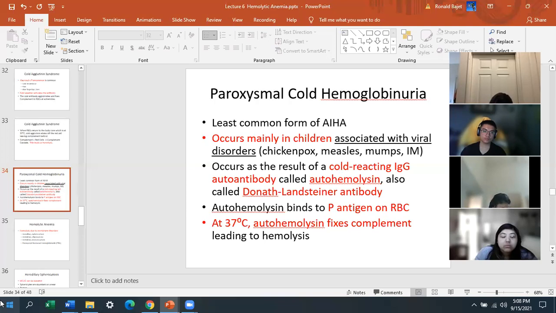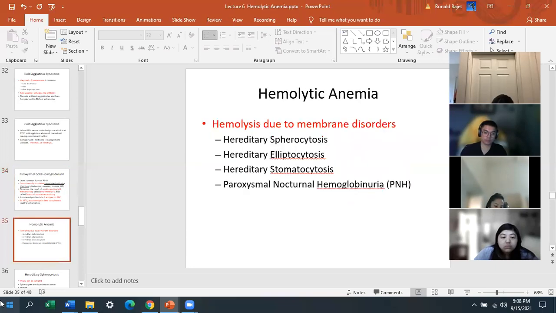And once it's bound, then again with the blood circulation at 37 degrees, the autohemolysin fixes complement and it leads to hemolysis. So it circulates, and then once it gets to the core again at 37 degrees, the autohemolysin will fix complement and lead to hemolysis. So that creates a hemolytic anemia.